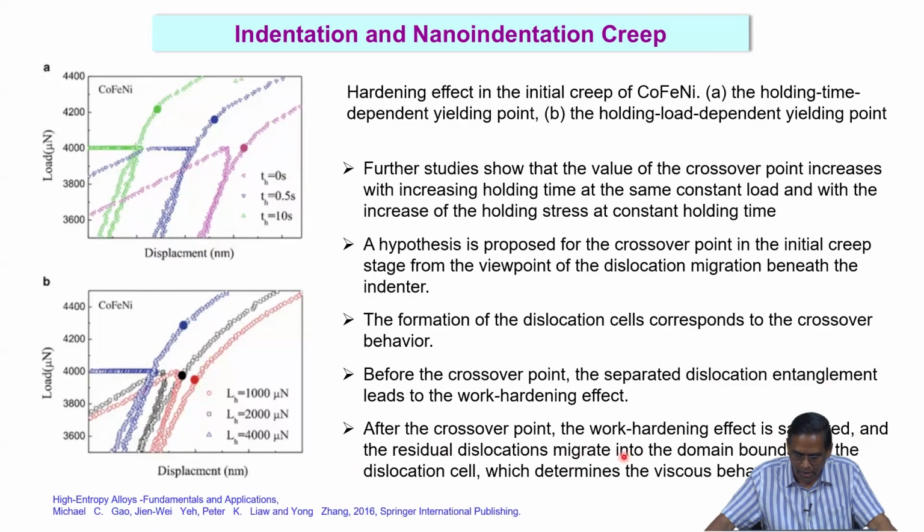After the crossover point, the work hardening effect is saturated and the residual dislocations migrate into the domain boundary of the dislocation cell, which determines the viscous behavior. So, this is a hypothesis. Okay. This is one hypothesis. It is not that it can be shown in every material.